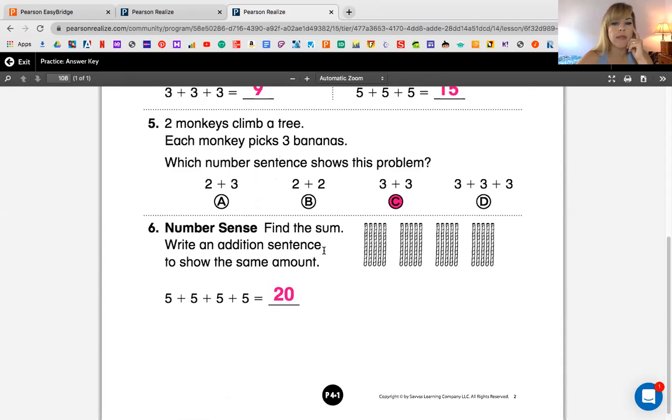Number 6, it says find the sum, and sum is the total for an addition sentence. Write the addition sentence to show the same amount. So I have 1, 2, 3, 4, 5 ropes here, 5 ropes here, 5 ropes here, and 5 ropes here. So I have 1 group of 5, a second group of 5, a third group of 5, and a fourth group of 5. So 5 plus 5 plus 5 plus 5 equals 20.